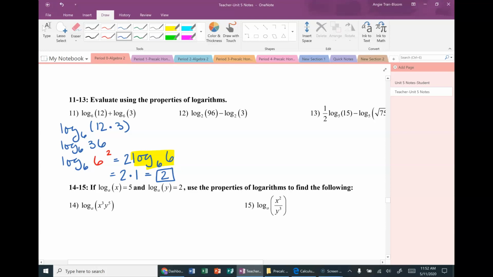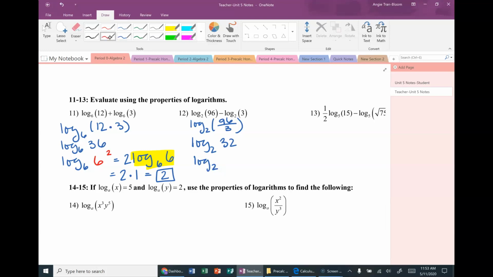And make sure you can do this without a calculator. Same thing with number 12. It's a subtraction problem. So the first thing we want to do is make it into a division question. 96 divided by 3 is going to give us log base 2 of 32. And again, look at your base. It's a log base 2.